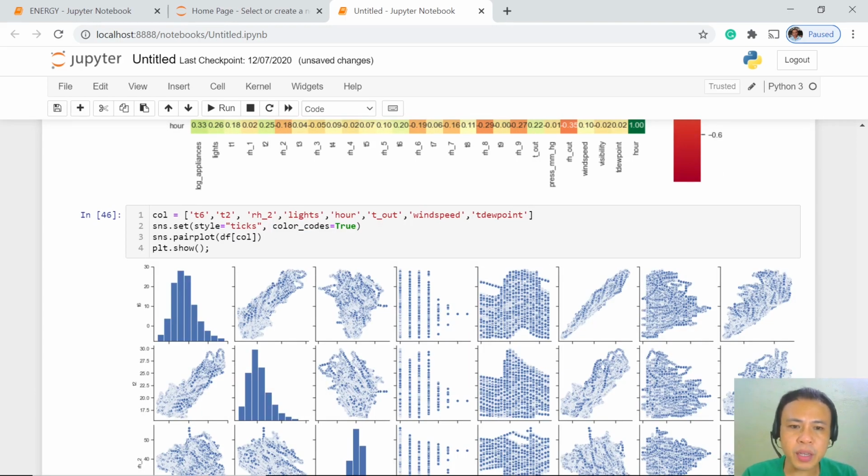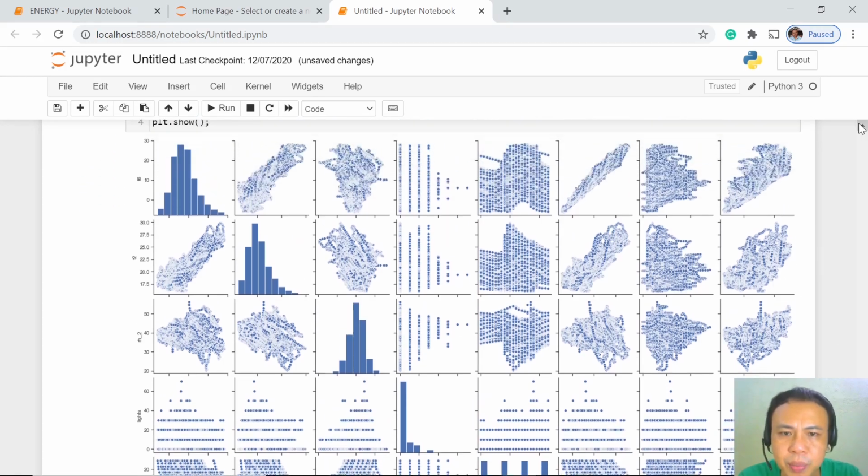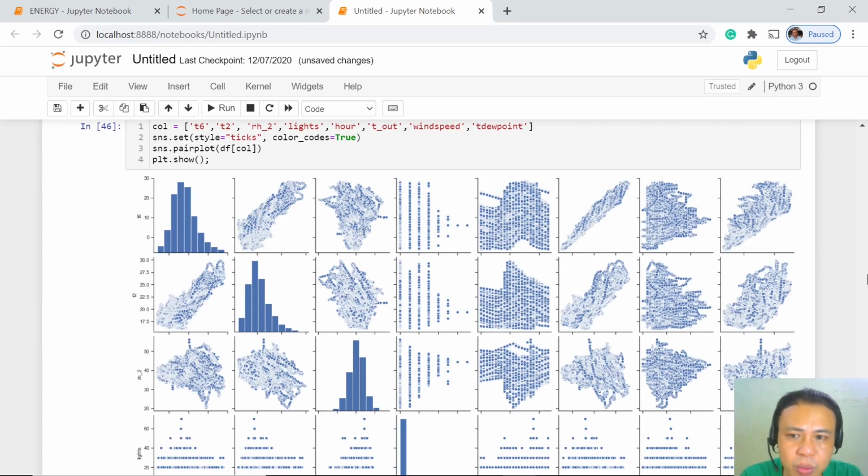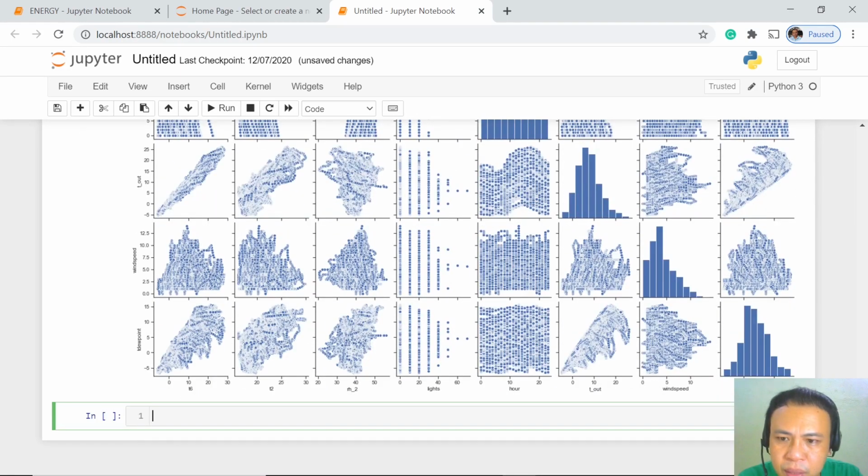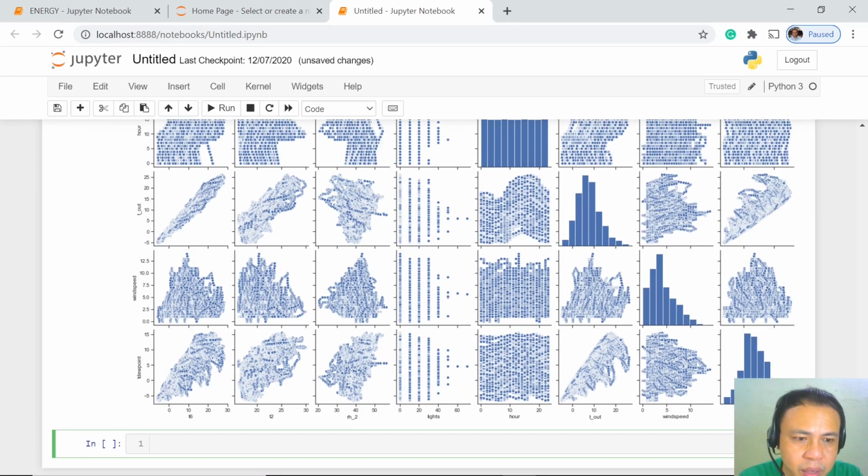Okay, now we have our results. For this part, I would like to point out that we've considered T6, T2, RH2, lights, hour, T out, or the temperature outside, wind speed, and the T dew point for understanding the linear independence of our different variables. Based on these results, we could see that the temperatures in and out and the T dew point have a linear relationship. So the T dew point, where is it? Let us see. Okay, it's the last.